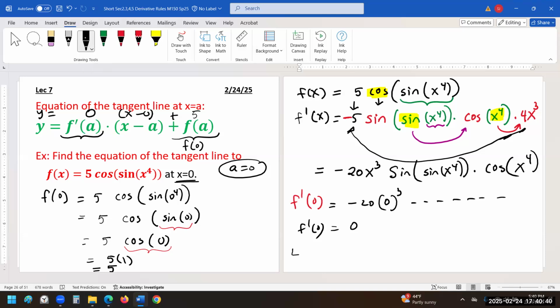So equation of the tangent line is y equals 0 times x minus 0 plus 5. This whole thing is 0 because 0 times anything is 0. So at the end, we get the simple equation y equals 5. It's a horizontal line. And we have a horizontal line. That's because exactly at 0, we have a bump in the function.